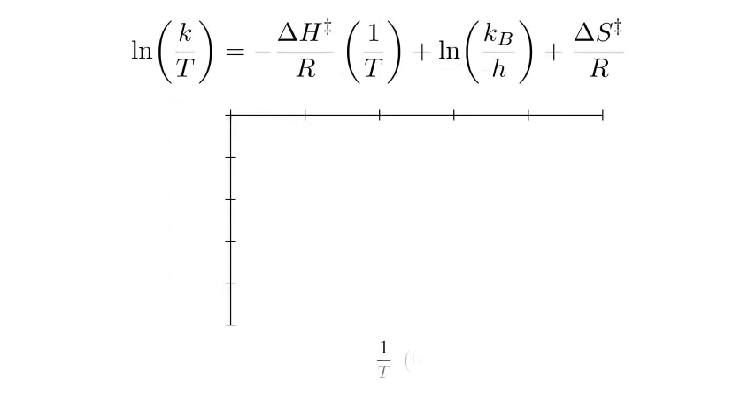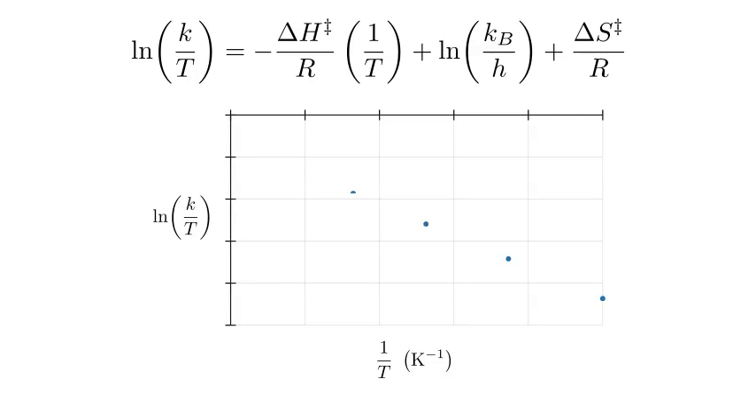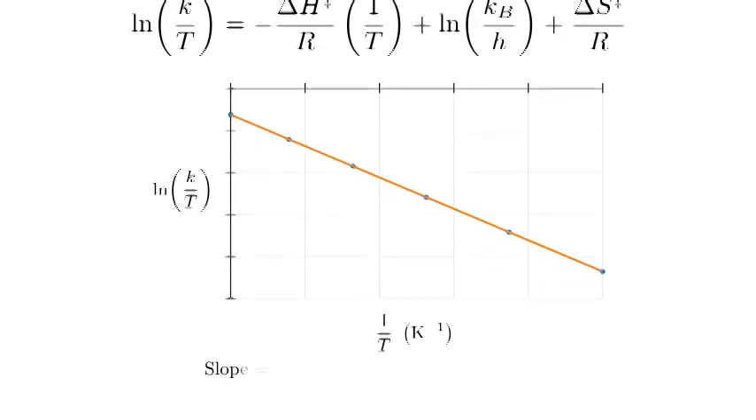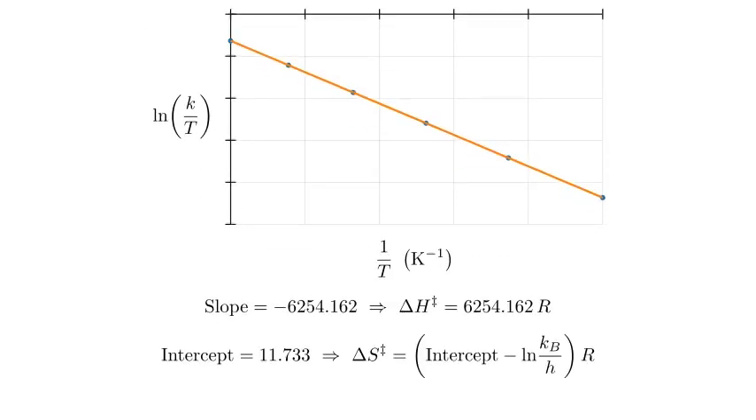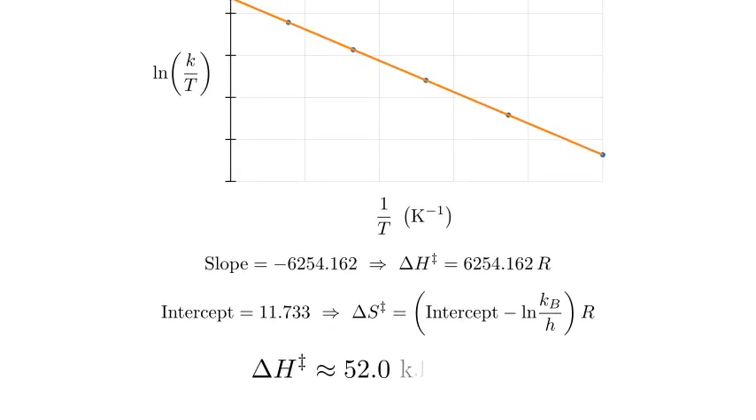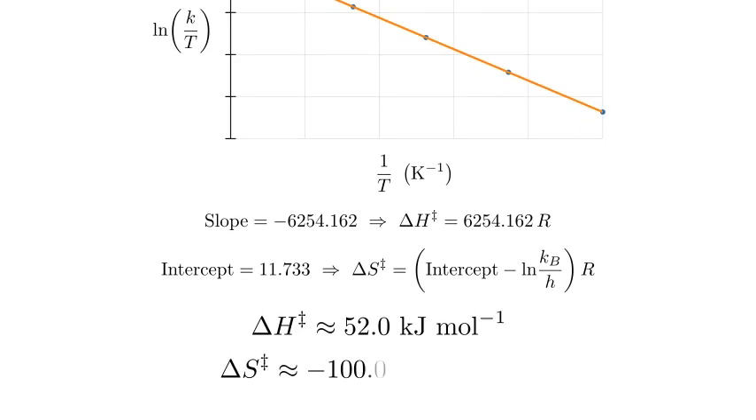On the horizontal axis, we place 1 over T in Kelvin to the minus 1. On the vertical axis, we place natural log of k over T. We plot our data points. We draw the best fit straight line. From the slope and intercept, we extract delta H double dagger and delta S double dagger. Numerically, we obtain the activation enthalpy and activation entropy from the fit. We will present delta H double dagger in kilojoules per mole and delta S double dagger in joules per mole per Kelvin.